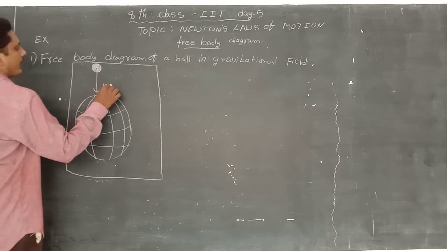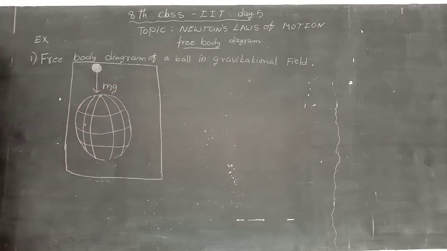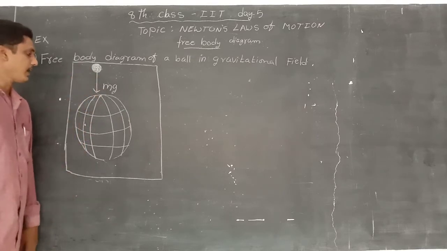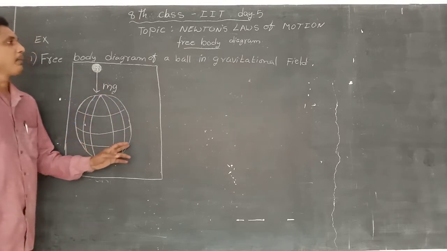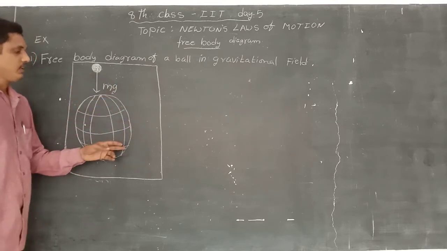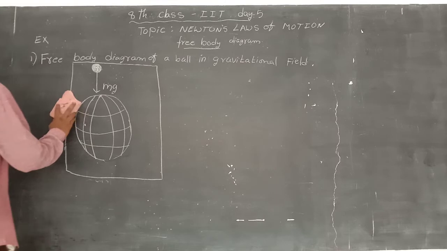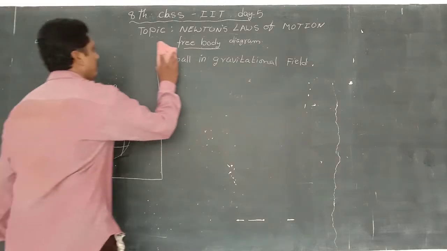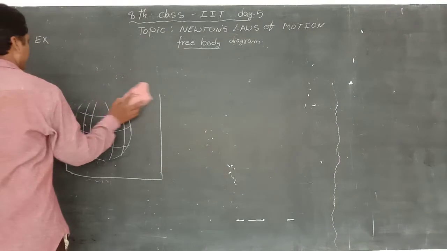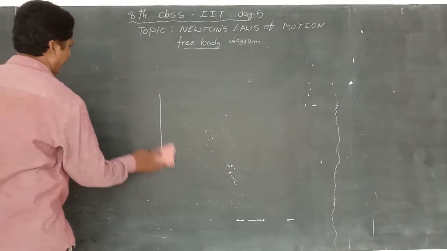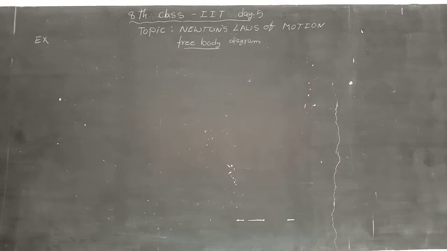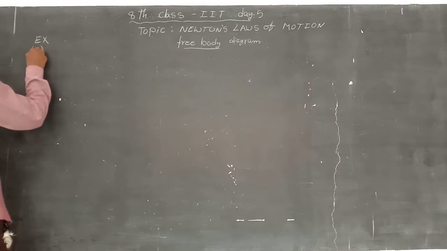That is mg, where g is the acceleration due to gravity acting on the ball and m is the mass of the ball. This is the diagrammatic representation of a system isolated from the surroundings. So this is one example. Next, example 2.